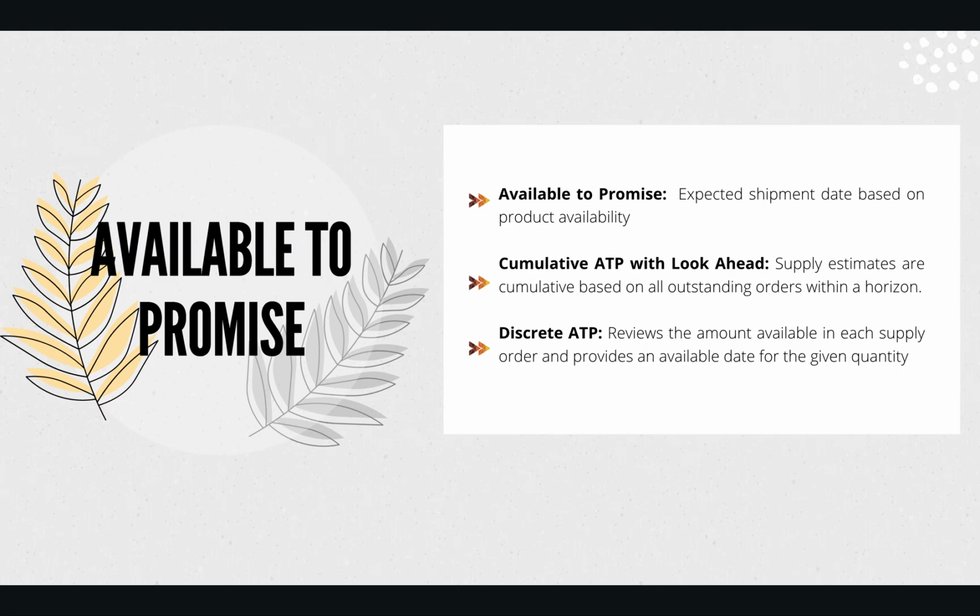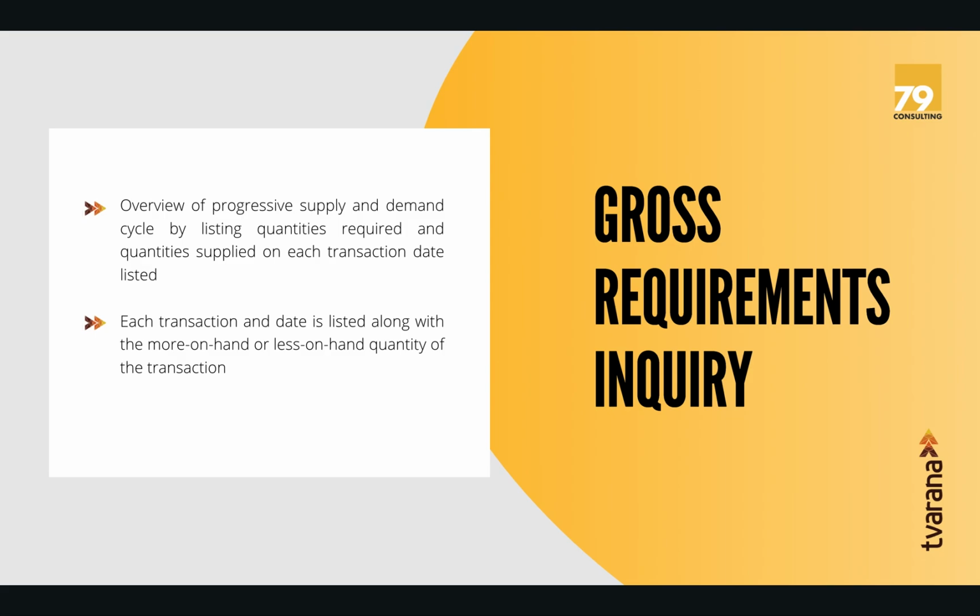We can see all of our demand and supply needs by viewing the gross requirements inquiry. The gross requirements inquiry provides an overview of the progressive supply and demand cycles by listing quantities required and quantities supplied on each transaction date listed. Each transaction and date is listed along with more on hand or less on hand quantity of the transaction, as well as the resulting total quantity on hand for one item.